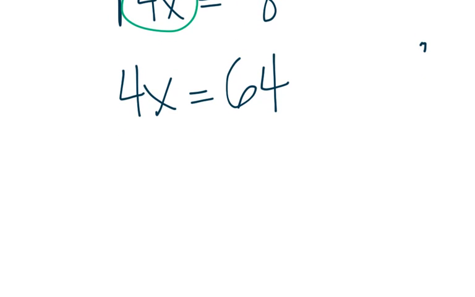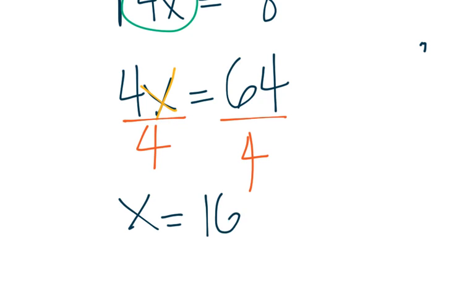Okay, we're still not done because we are trying to solve for x. We want this x all by itself. So 4x is the same as 4 times x, and the opposite of multiplying is dividing. So that means we want to divide both sides by 4, and x equals 16.